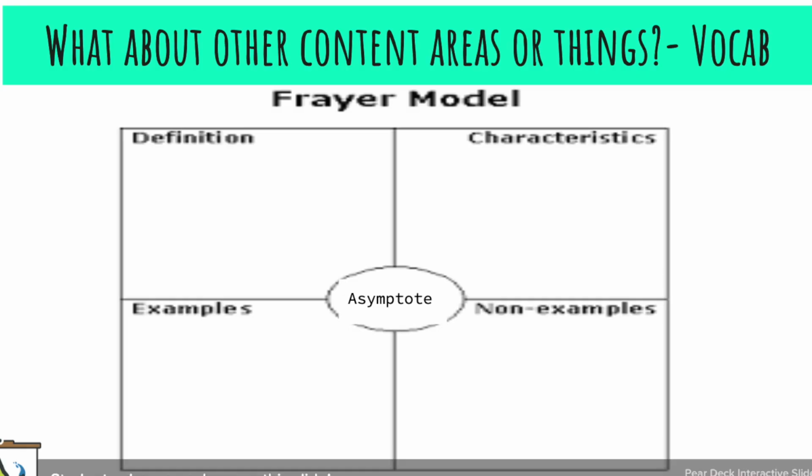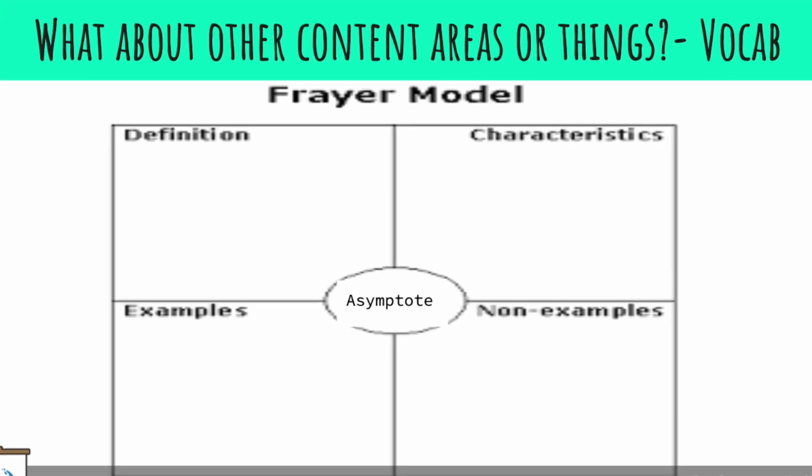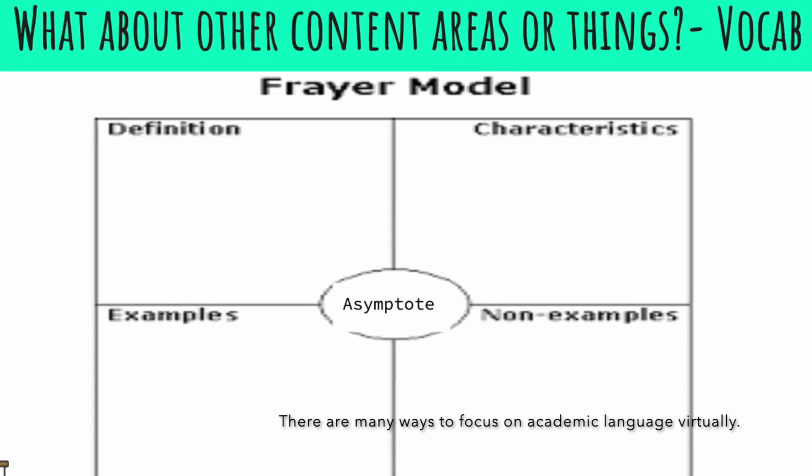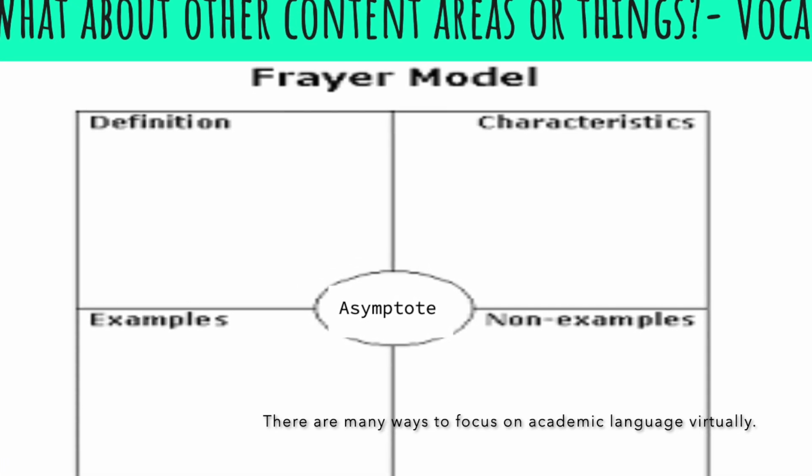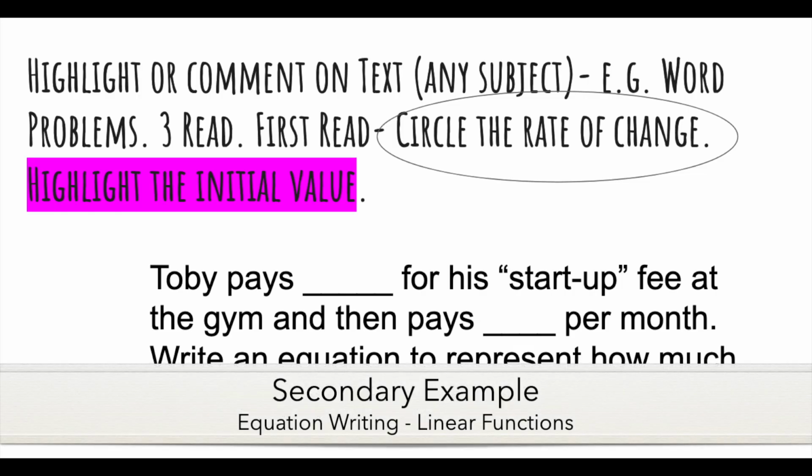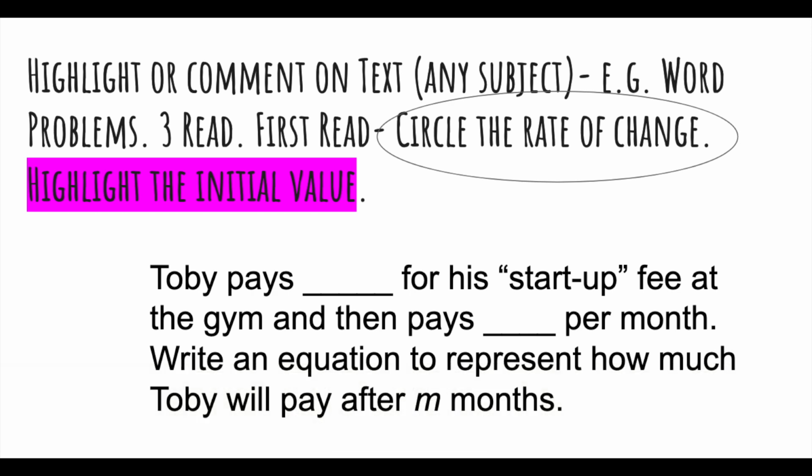But if I wanted you to define an asymptote, I could grab a Frayer model. Literally, I just took this as a screenshot from the computer and typed a word into it, but we could do vocabulary using Pear Deck. We could do lots of Frayer models or whatever you do for vocab. What about reading text? So again, I went back to a math example, but this could be a text in history, in English, in science, any text they have to read.